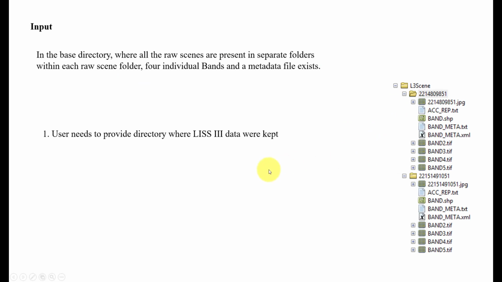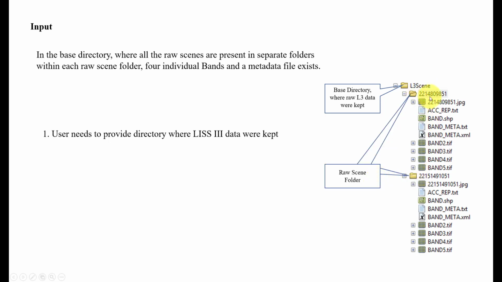Then what are the inputs that this tool requires? This is the base directory where we have already provided all these layers. Within that, the raw Landsat 3 folders are kept in this manner. These are the raw Landsat 3 folders. Within each folder, there is a metadata file and 4 TIFF files. So this is the structure.